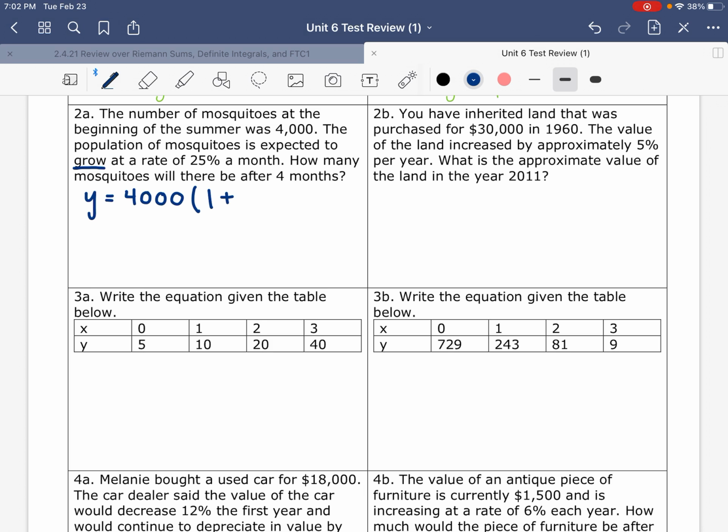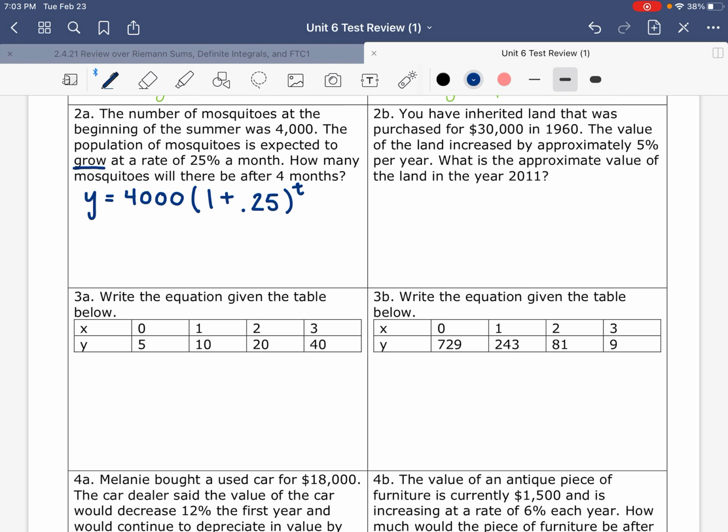Now we need to change this 25% into a decimal, which would be 0.25. Then it's going to be to the power of t. So I know we've done x sometimes as our exponent, but here we're talking about time, so we're just going to put a t there. It's really the same thing as an x.